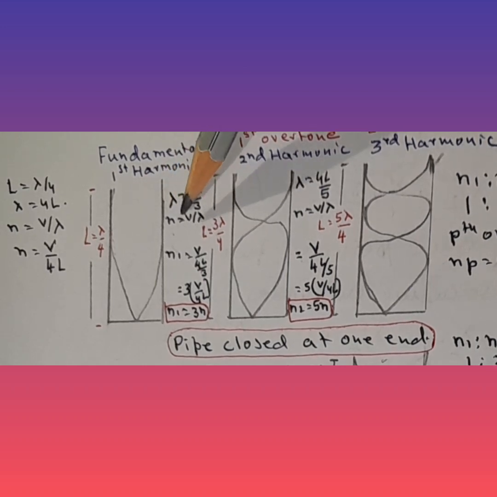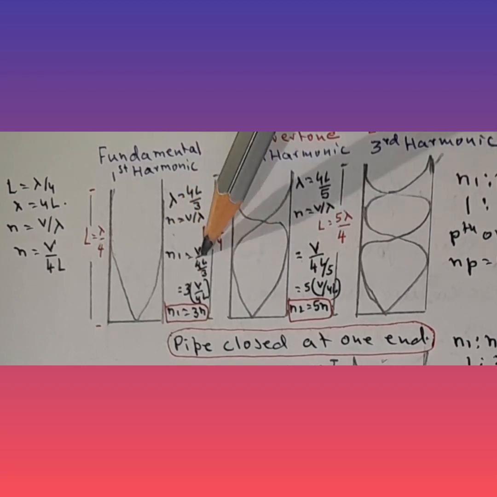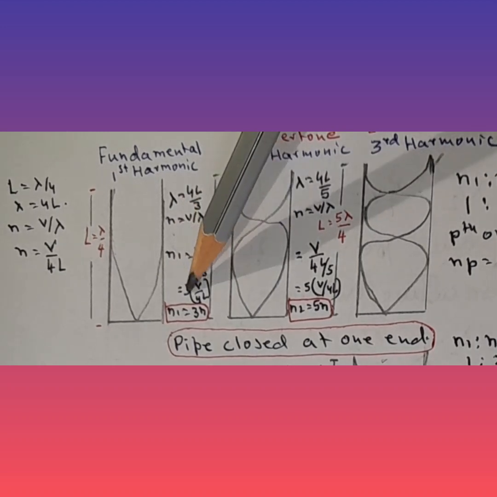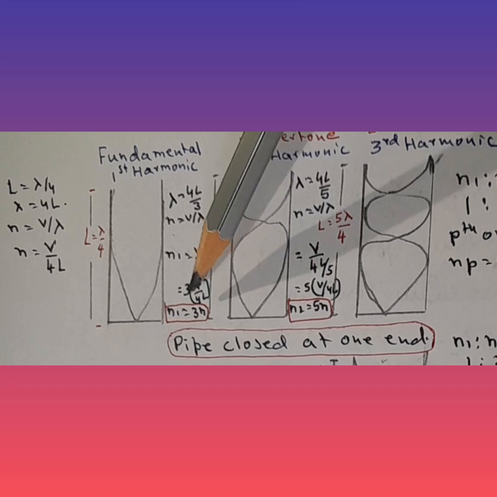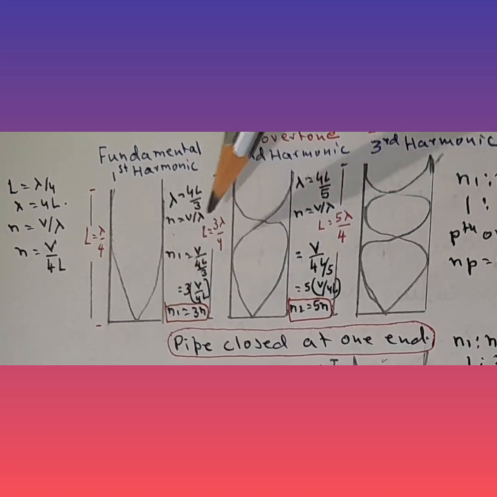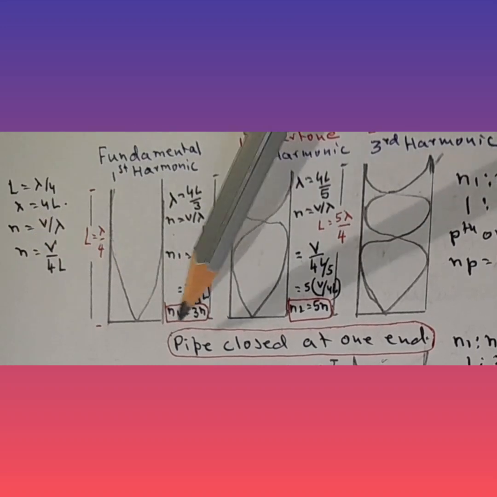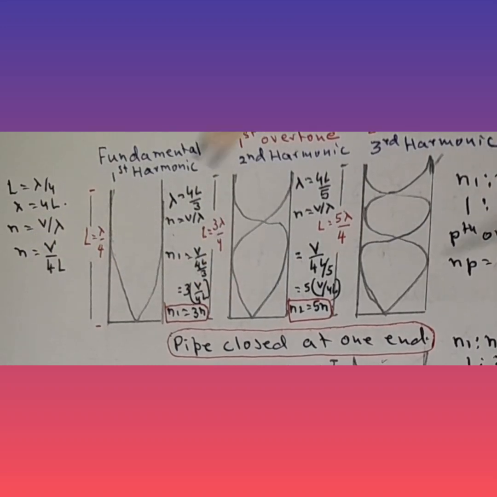Then when we go for the second harmonic, we know lambda is equal to 4L by 3, and N is equal to V over lambda. So this becomes V over 4L by 3, which means it is 3 into V by 4L. The 3 goes up. So N1, we call this frequency 1, is equal to thrice this, 3N. Okay, let's check out the next one.